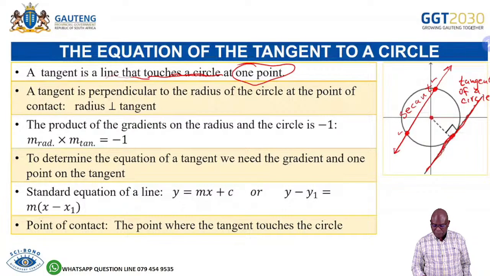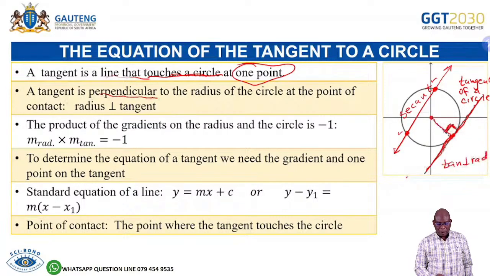and we know that from the center of the circle to the point of contact, the angle that is formed there will be 90 degrees. In other words, the tangent is perpendicular to the radius. Right. So a tangent is perpendicular to the radius of the circle at a point of contact.